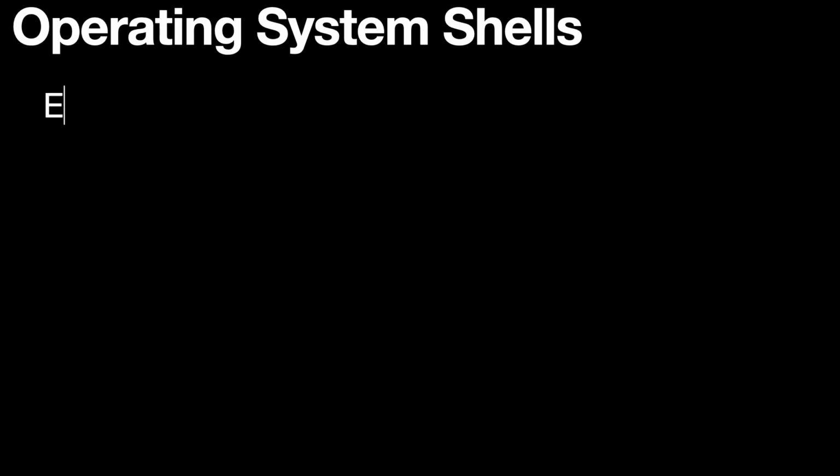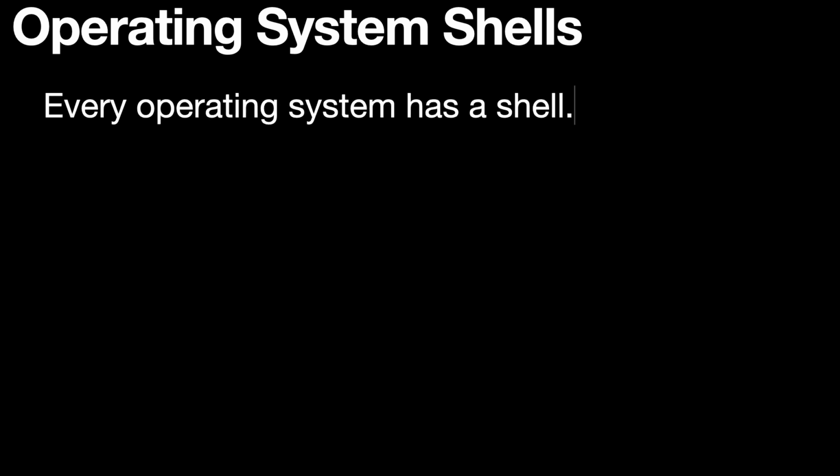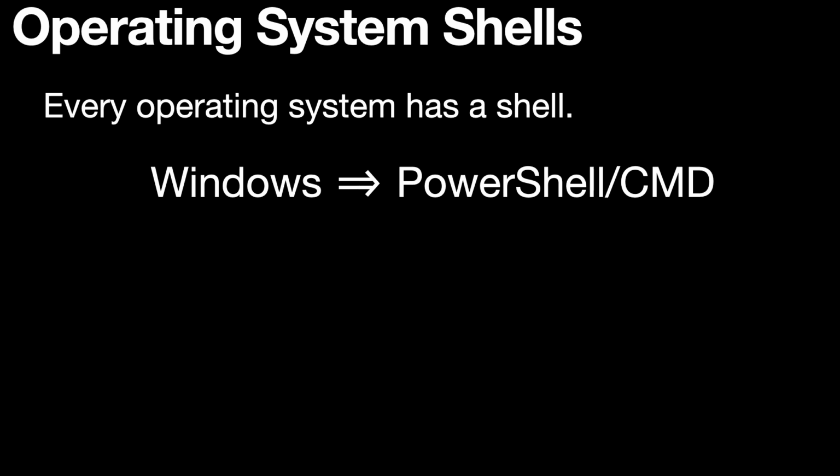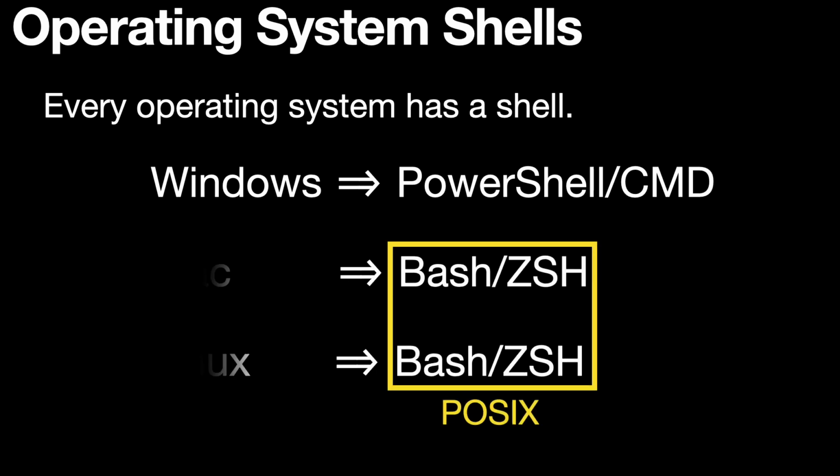Every operating system has at least one shell available. In the case of Windows, we usually use PowerShell and CMD. In the case of Mac and Linux, by default, they use the Bash shell or ZSH. Both Bash and ZSH are shells that obey the POSIX protocol.